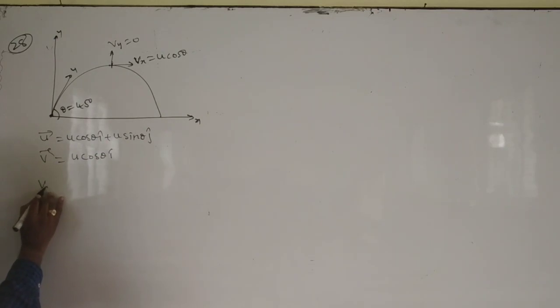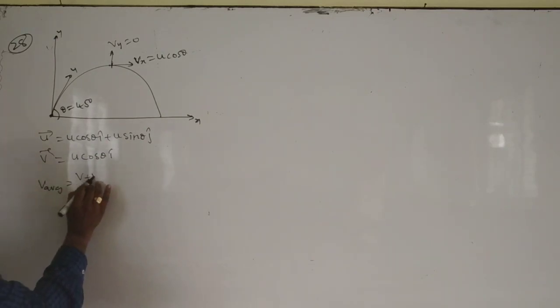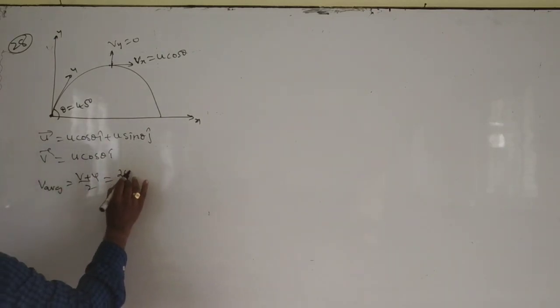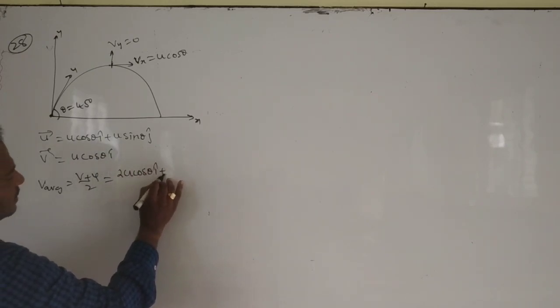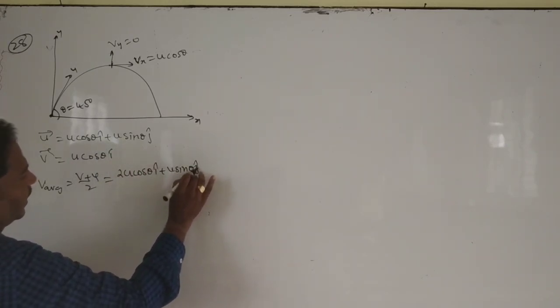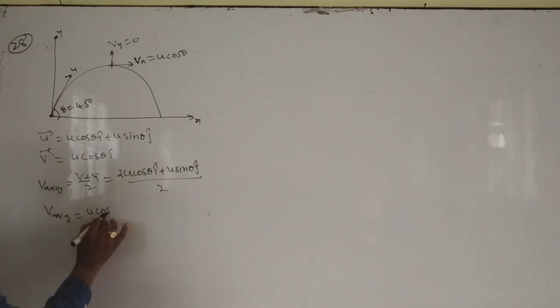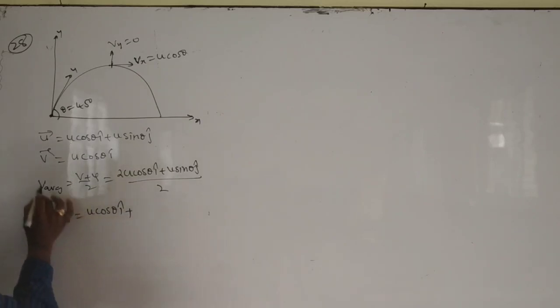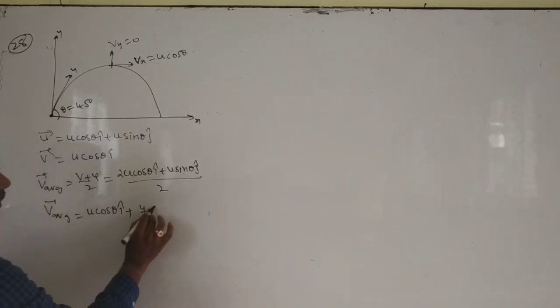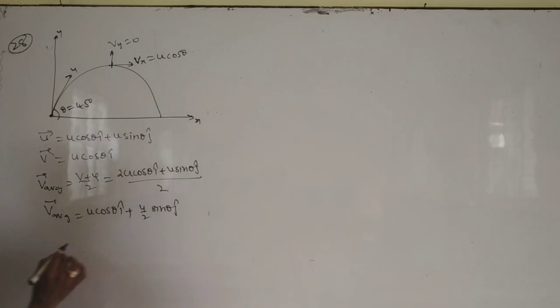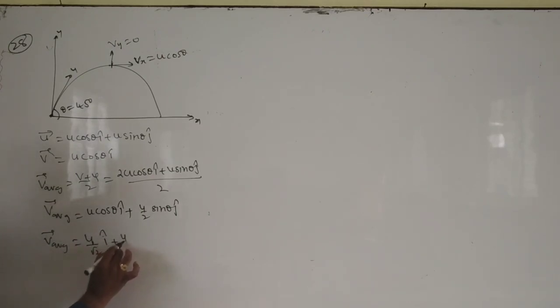And average velocity equals (V plus U) by 2, this becomes (2U cos theta i cap plus U sin theta j cap) by 2. So average velocity equals U cos theta i cap plus U by 2 into sin theta j cap. With theta equal to 45 degrees, this is U by root 2 i cap plus U by 2 root 2 j cap.